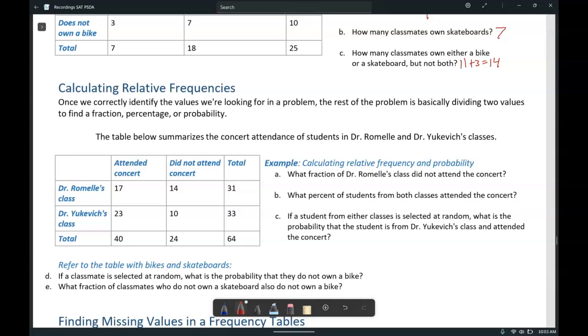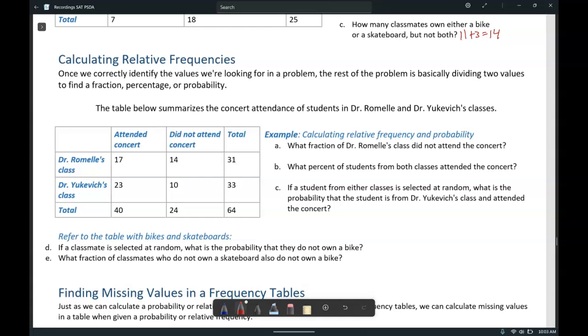So here we summarize the concert attendance of students in Dr. Ramel and Dr. Yukovich's class. Some of the students attended the concert, some of them didn't. And Dr. Ramel and Dr. Yukovich have different numbers of students in their classes, and we can see those totals. Dr. Ramel has 31 students, while Dr. Yukovich has 33. Of all of the students, 40 of them went to the concert, 24 of them did not. And between the two classes, there are 64 students total.